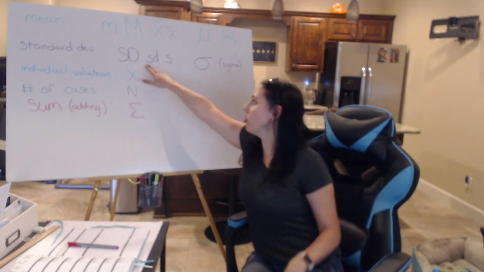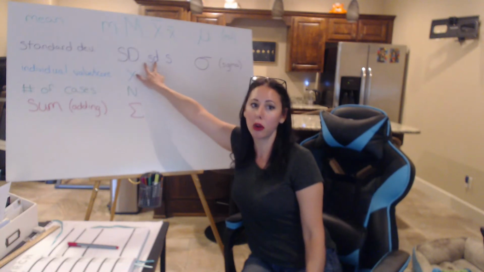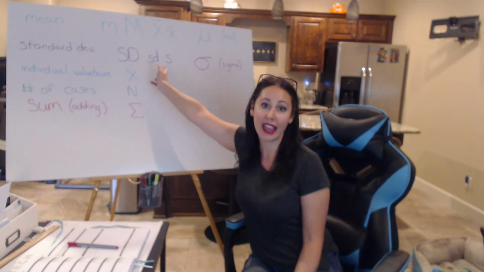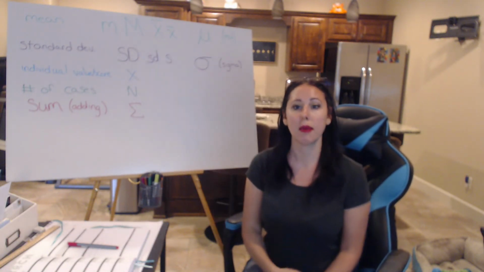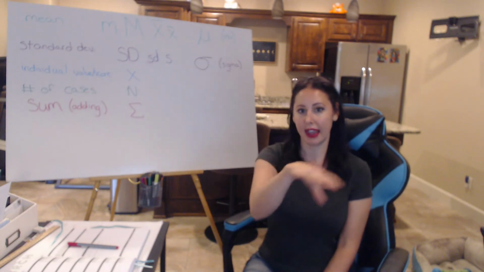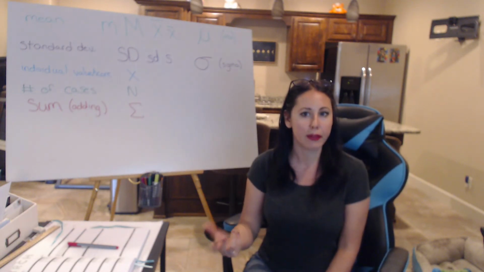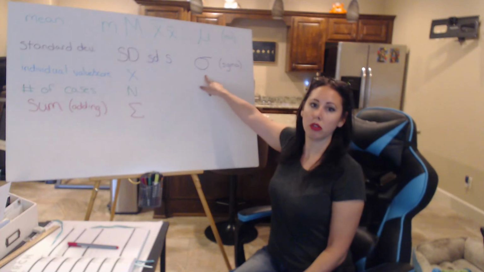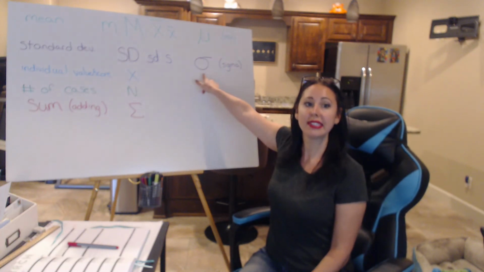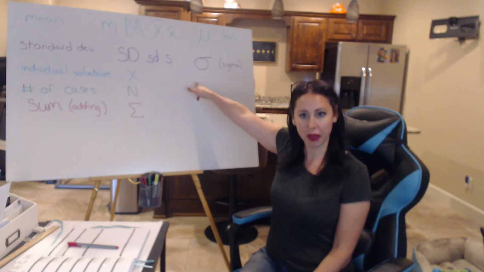The standard deviation is abbreviated capital or lowercase SD, or just S. If you're talking about the standard deviation of an entire population, if we happen to have that number, we use the Greek letter sigma, not Simba, sigma.